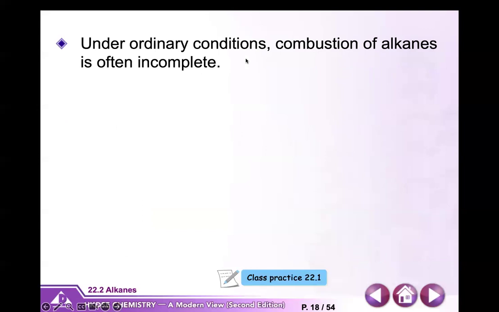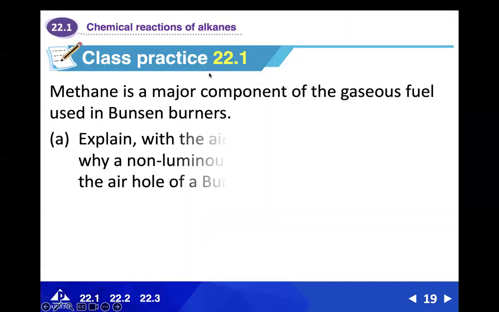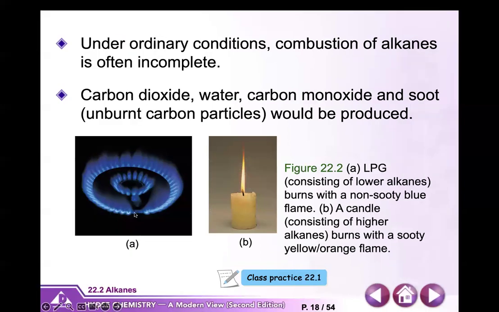Under the general condition, the ordinary one, combustion of alkanes is often incomplete. Carbon dioxide, water, carbon monoxide, and soot, that is unburned carbon particles, will be produced. Under certain conditions, the combustion of alkanes is often incomplete. When we are talking about burning, we need to have sufficient oxygen. If there is not sufficient oxygen, then carbon dioxide, water, carbon monoxide, and soot, that is unburned carbon particles, will be given out.